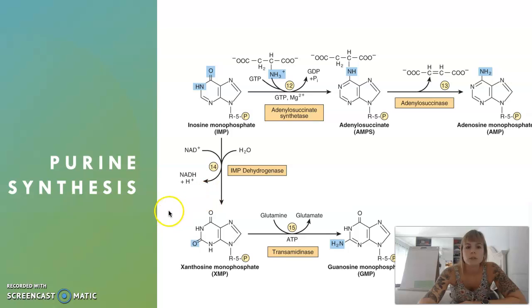So to go over purine synthesis first, ribose 5-phosphate is transferred to PRPP, which then is eventually turned into IMP, inosine monophosphate. And IMP has two fates. It can either go down here through IMP dehydrogenase, eventually to GMP, GDP, and GTP, or at the top here, it can lead to AMP, ADP, and ATP.